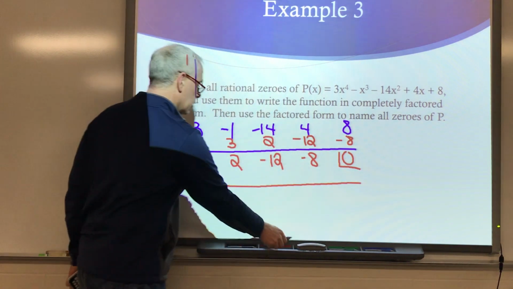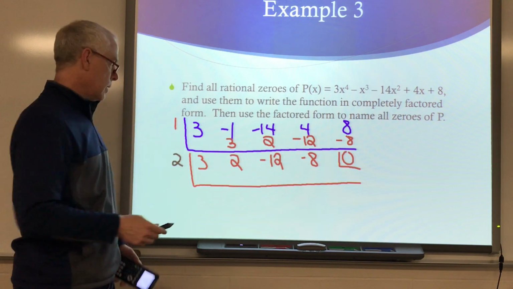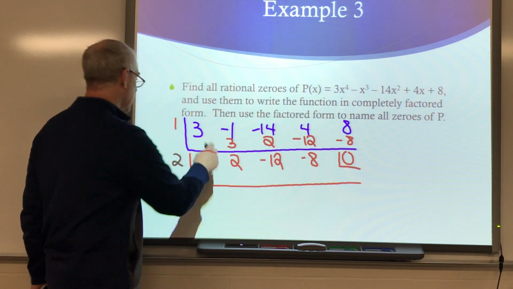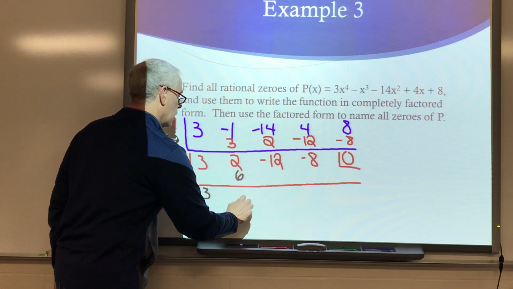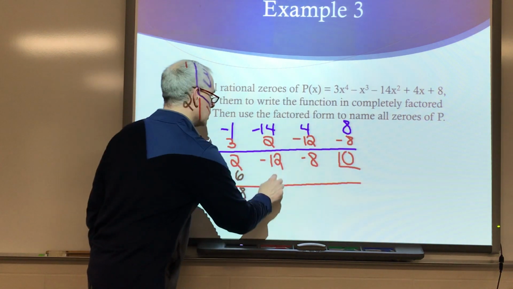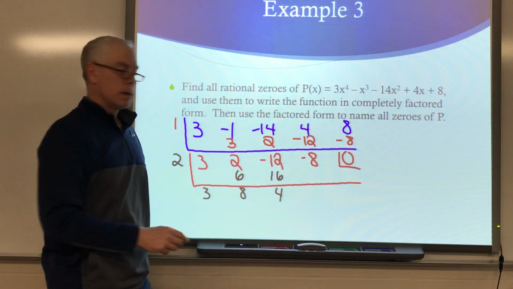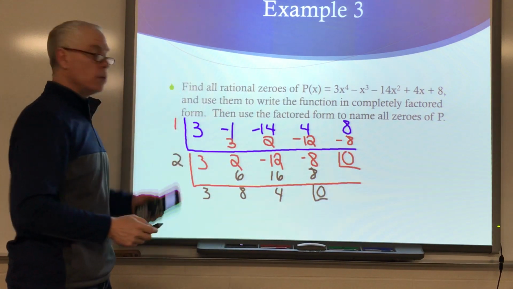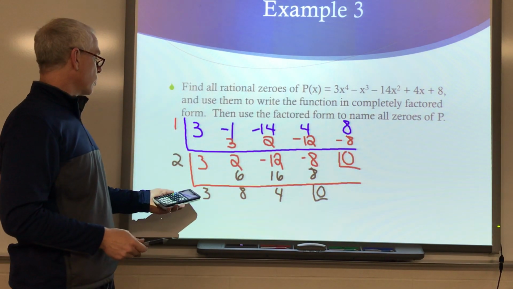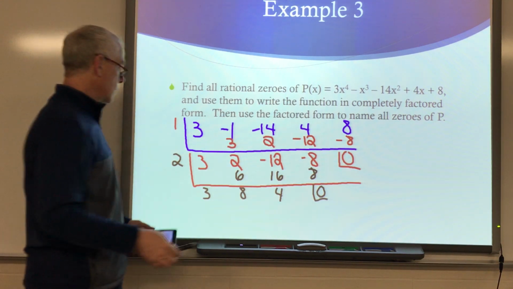So I'm going to use synthetic division again, and I'm going to test 2. Okay? If it works, I should get a 0 for a remainder. So bring the 3 down, multiply, I get 6, add up, I get 8. 8 times 2 is 16. Add those two up, I get 4. 4 times 2 is 8. Sure enough, 2 is also a 0. Now I'm left with 3x squared plus 8x plus 4. Okay?